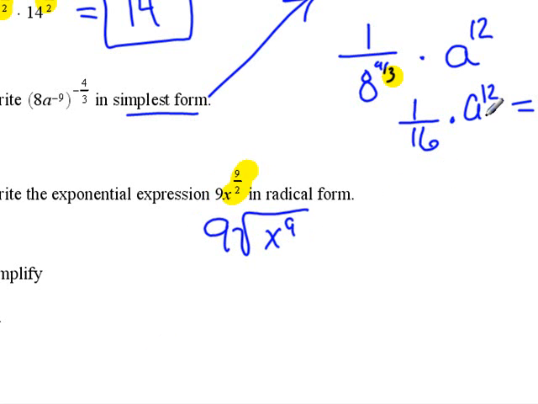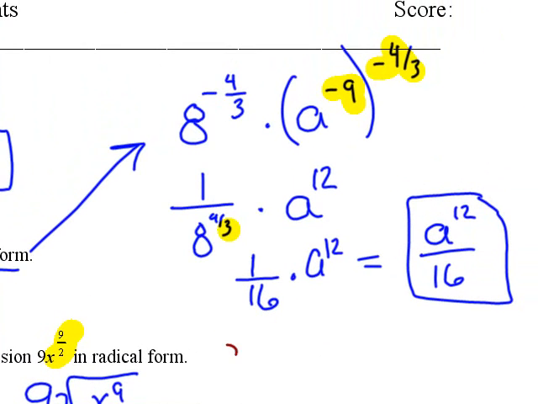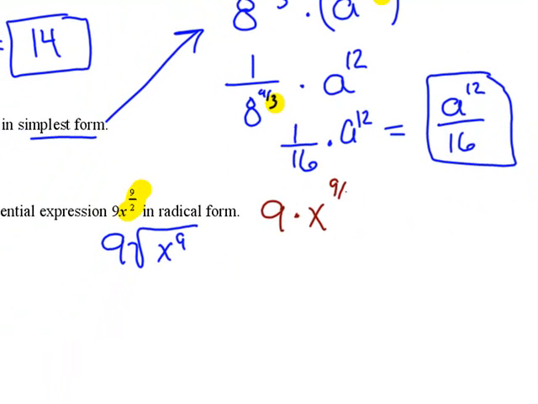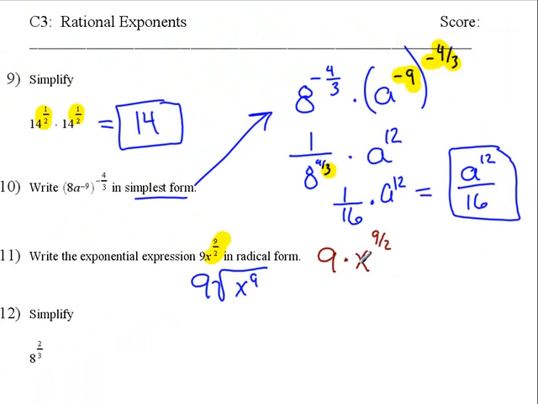It's like we're saying 9 times, and we are saying this, x to the 9/2. The 9/2 is not touching the 9, so leave it alone. The 9/2 only works on the x. It says take a square root of x and raise it to the 9th power, which is what we've done. So we're good right here.